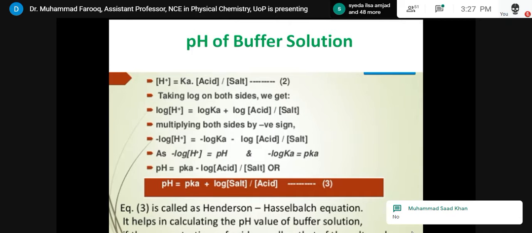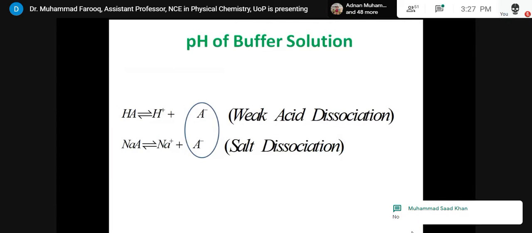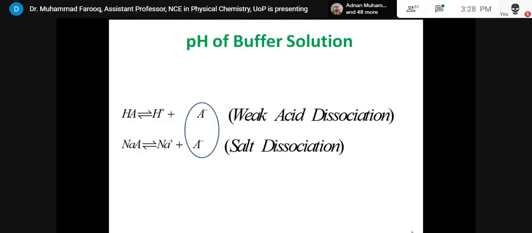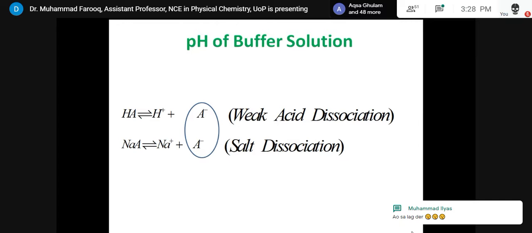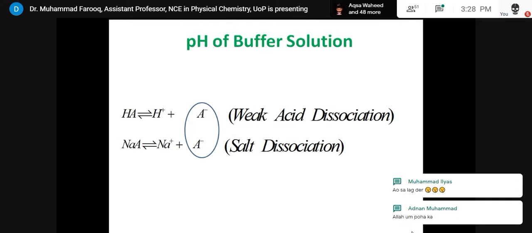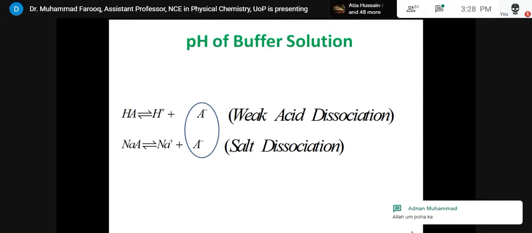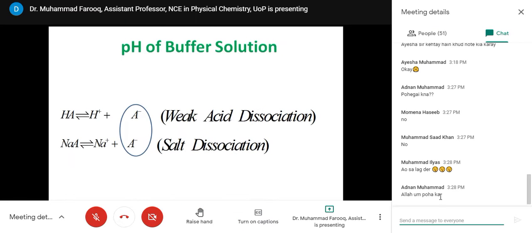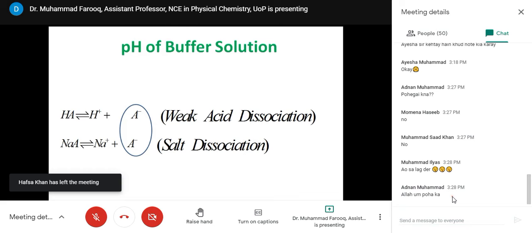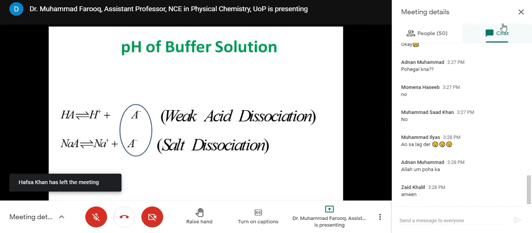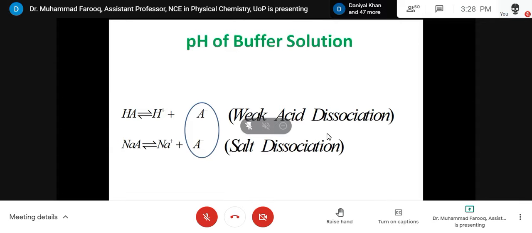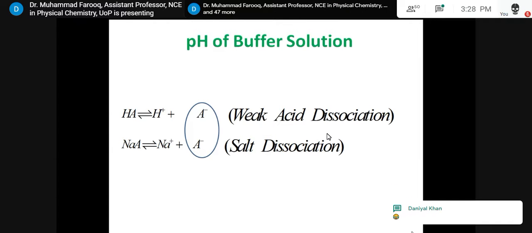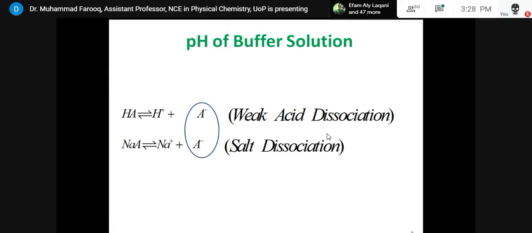Sir, please explain this again, I did not understand. For example, HA dissociates and produces a hydrogen ion plus A negative. Is it clear? We call it a weak acid because if we have 100 molecules of acid, only 1 or 2 will dissociate. For example, if 2 molecules dissociate, 2 hydrogen ions and 2 A negative ions will be produced. Is this clear?